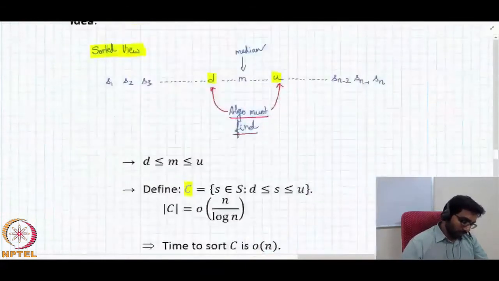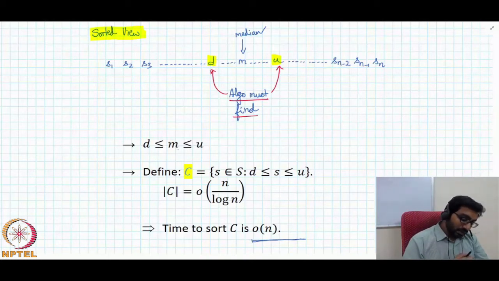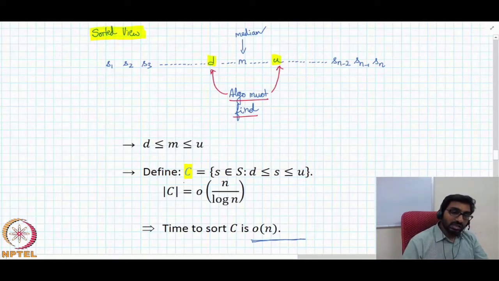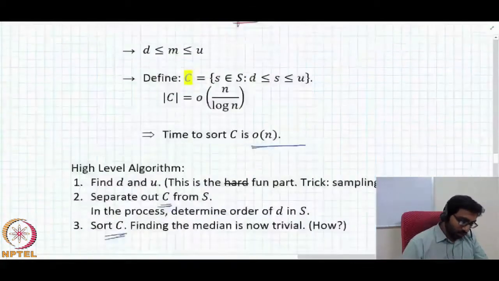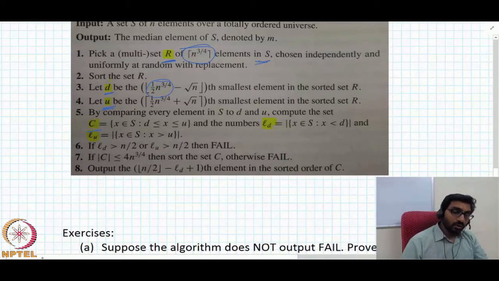If you recall, D and U have to be on either side of M in the sorted view of S, and the set C that we defined here, the set of elements in S that are between D and U, should be small. The cardinality of that set must be small. So we have to verify that we actually have a good pair D and U. How do we do that? Well, we compute the set C straight out of the definition, but this will require an O of n scan through the set of elements in X.